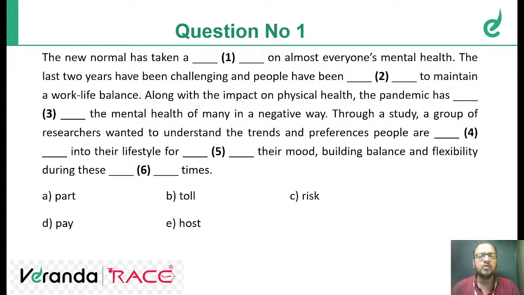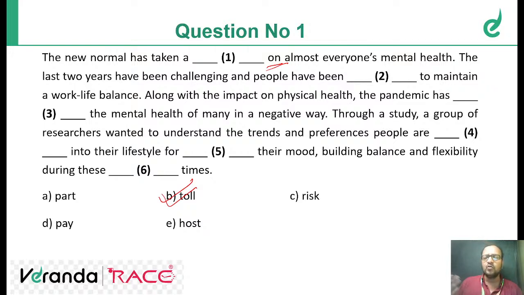Okay. The new normal has taken a dash on everyone's mental health. See, "on" is there. So "on" is preceded by which word? Toll. Taken a toll on. So what is the meaning of "has taken a toll on"? Toll on means affected badly. So the new normal has taken a toll on everyone's mental health. So the new normal has affected everyone's mental health very badly.